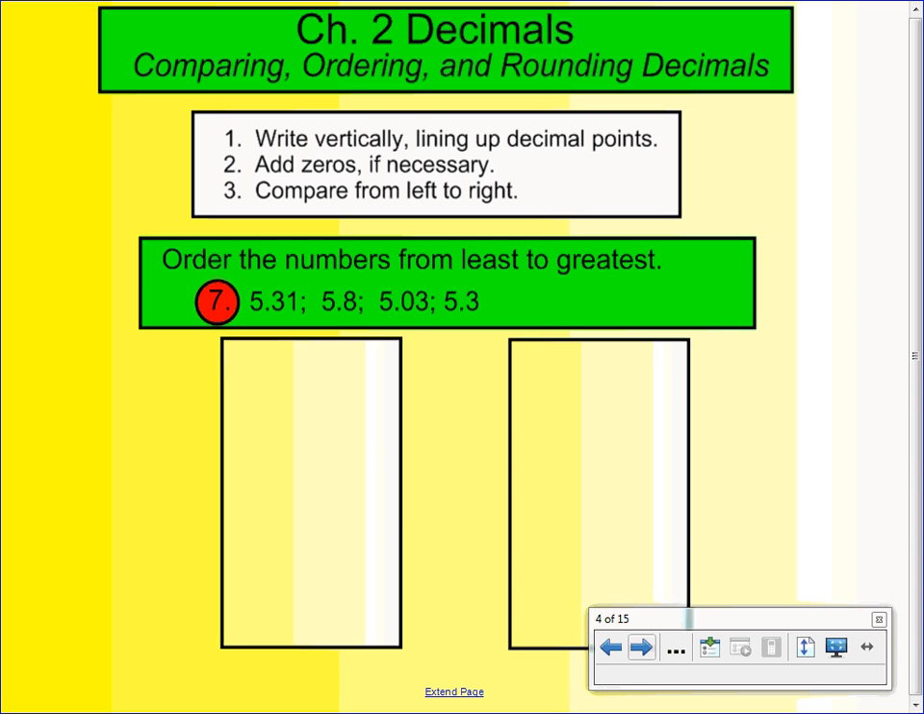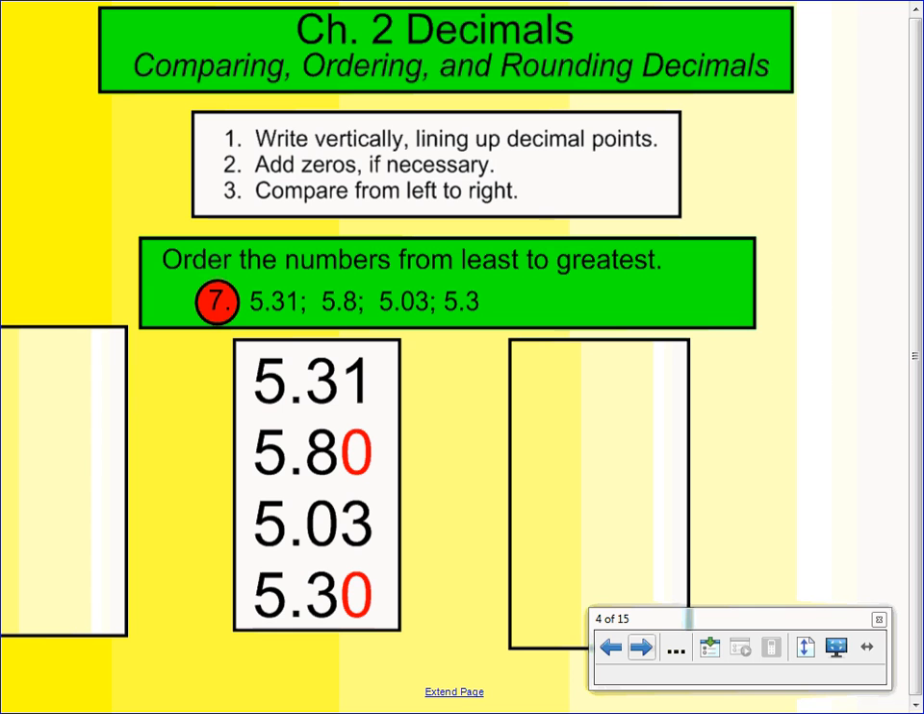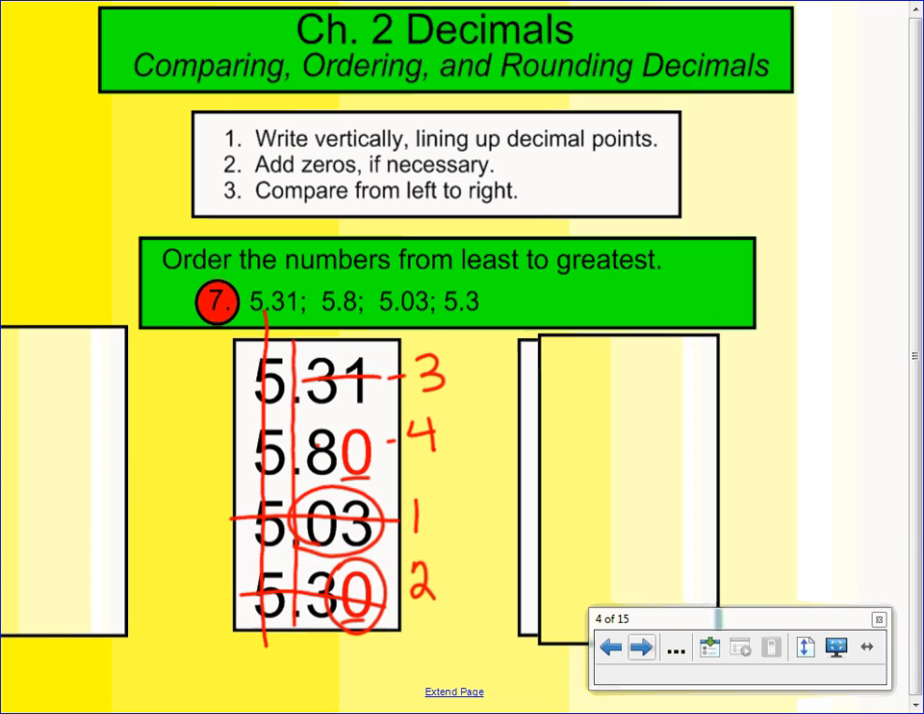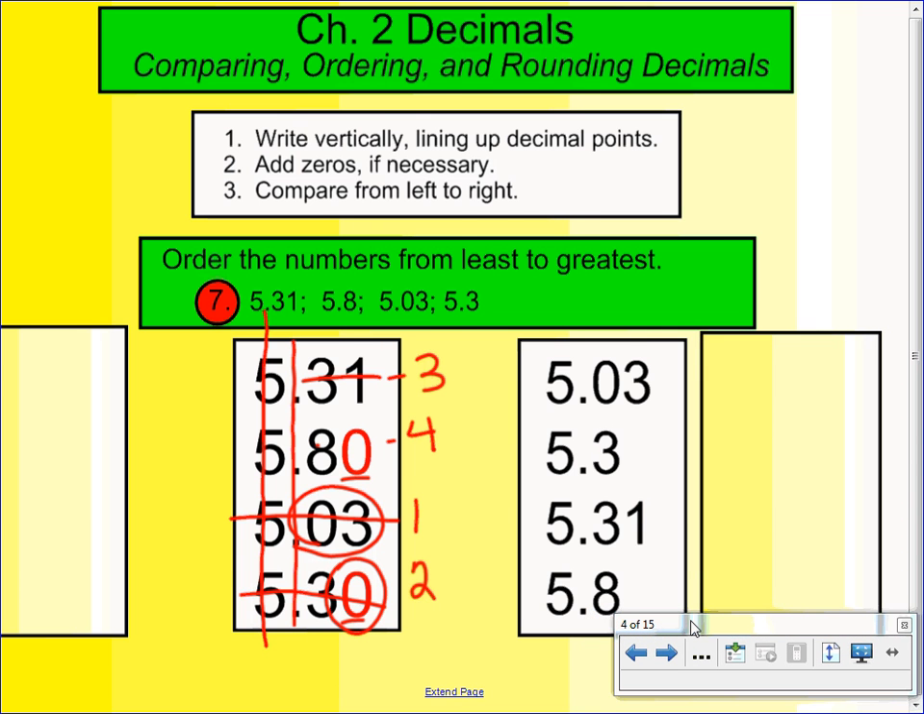Okay, welcome back. When we do that, we write our numbers vertically. We make sure our decimal points are lined up. We add any zeros that we need to so there are equal numbers of digits after the decimal point. And then we compare from left to right. Here we see that the 0 is our smallest one, so I can get rid of that. Now, since the 2 3s are the same, I'm going to look here and see this 0 is the smallest, so that's my second one. The 3 and the 8 are different. Here's my smaller one, so that would be the third one. And then this is the fourth one. When I rewrite those in order from least to greatest, that's what you should have.